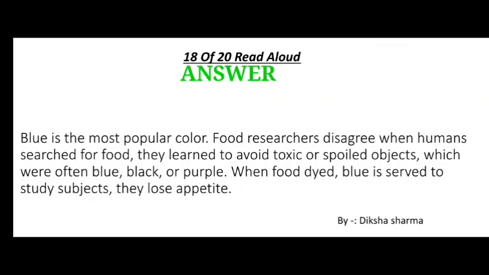Blue is the most popular color. Food researchers disagree. When humans searched for food, they learned to avoid toxic or spoiled objects, which were often blue, black, or purple. When food dyed blue is served to study subjects, they lose appetite.